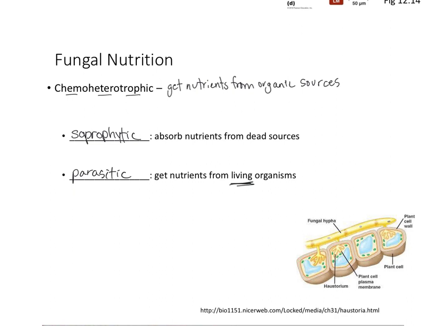Okay, it's actually much easier just to absorb nutrients from dead sources, because say a plant that was dead, its cell walls are starting to break down. It's easy to kind of penetrate in there. A living cell is quite another issue, because they have defenses and intact cell walls. So typically a fungi that's parasitic is going to have modified hyphae, kind of beefed up hyphae, and we call those haustoria.